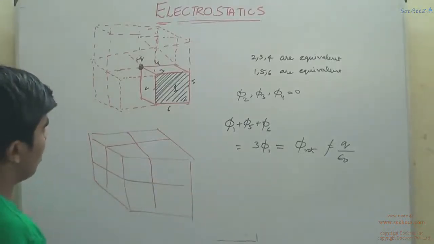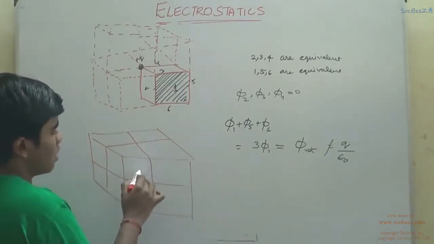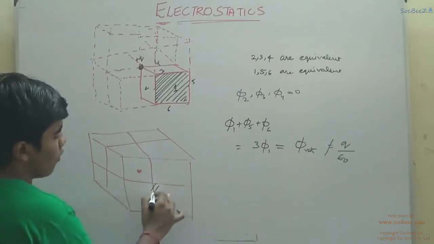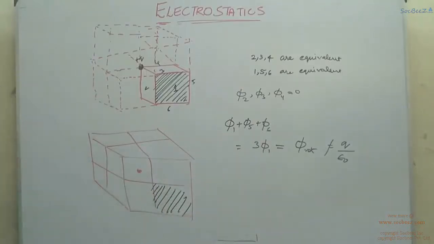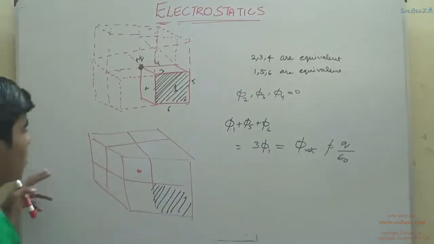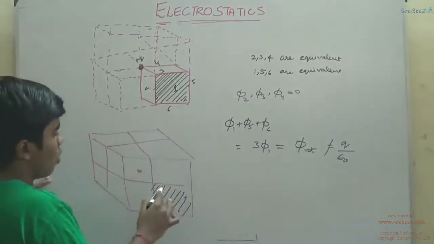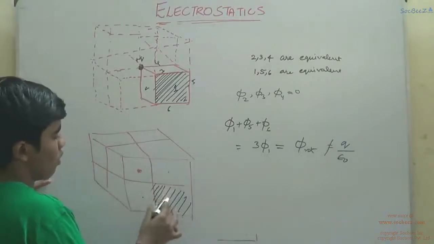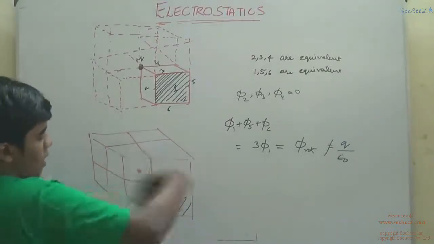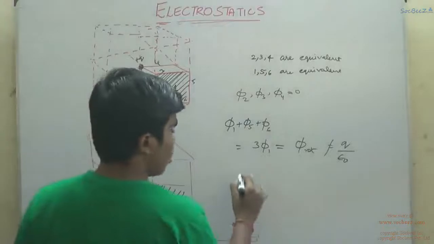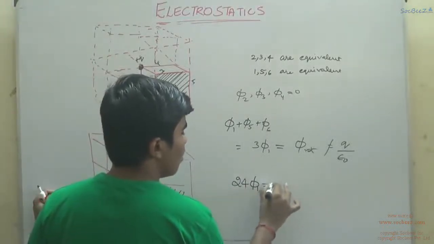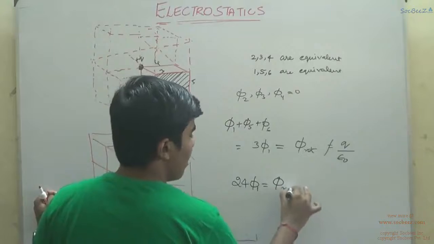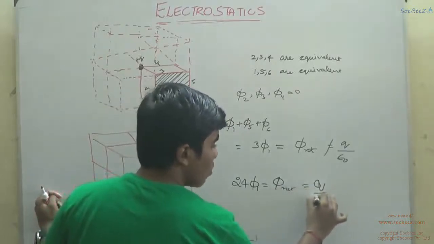With the charge being at this center, we are required to find out the flux through this surface. Now, how many surfaces are there? Every surface is symmetrical with respect to this charge. Count the number of surfaces: 1, 2, 3, 4. 4 faces here times 6 sides of this bigger cube. So the total number of faces will be 24. Thus 24 times phi 1 will be equal to phi net. And now what is phi net? Phi net is equal to Q by epsilon naught.